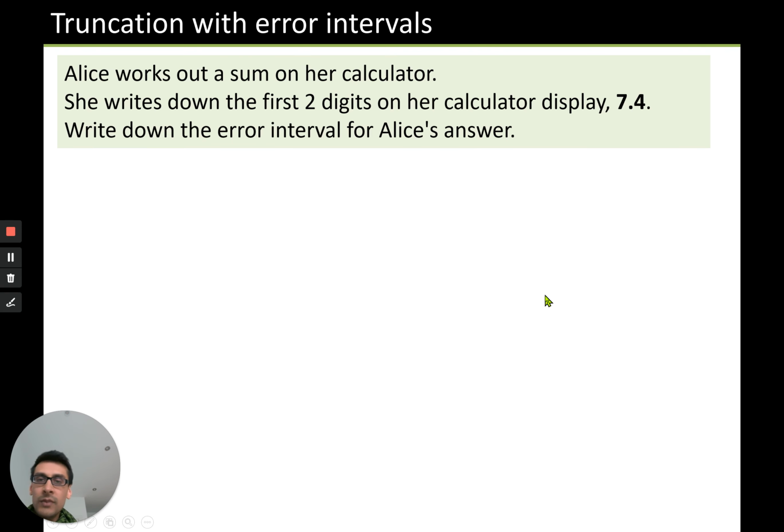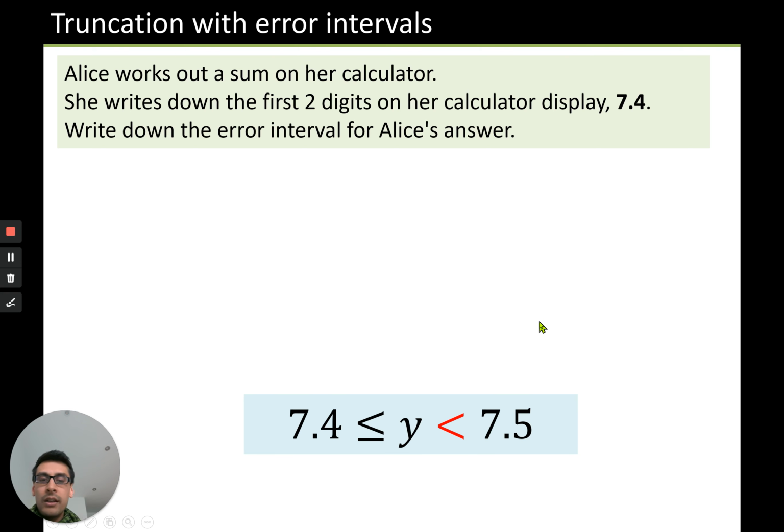Right, another example here. Alice works out the sum on her calculator. Read the question, have a go. I'll show you the answer in 2 seconds. Okay, so you should have got the following answer. I've put this in red just to highlight the fact, don't make any silly mistakes with the inequality sign.